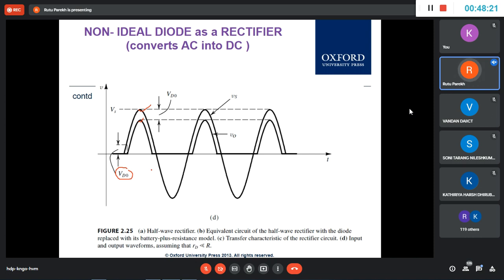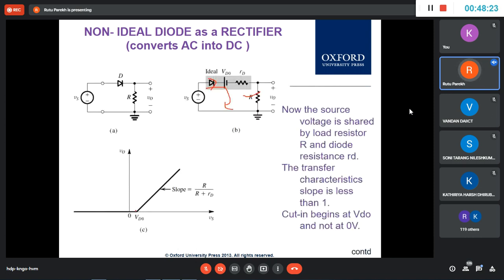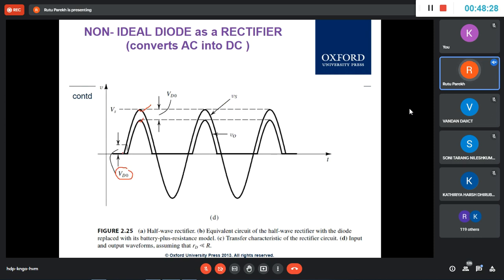Okay, so this difference always remains VD0. Starting from your input being 0, then at VD0 it will start conducting. When it reaches here, it will start conducting, and after some time that difference always remains. At this voltage, it has just started conducting.